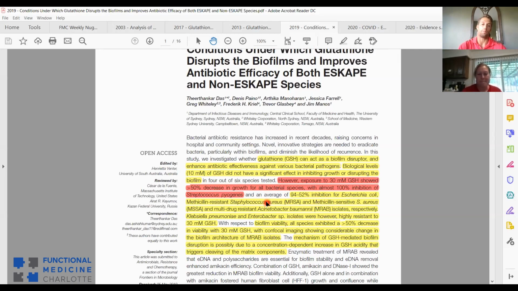So again, from an immune standpoint, not only does glutathione promote a Th1 immune response, so promote optimal detection and killing of infection, but it also rips the roofs off the igloos and makes it easier to kill those infections.